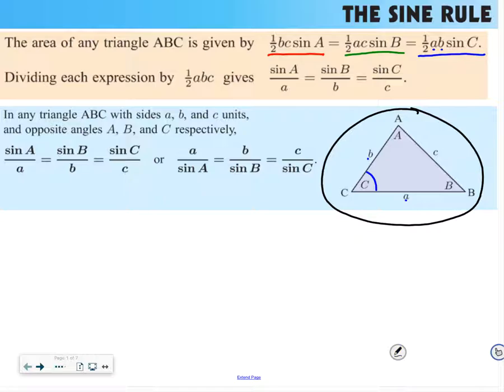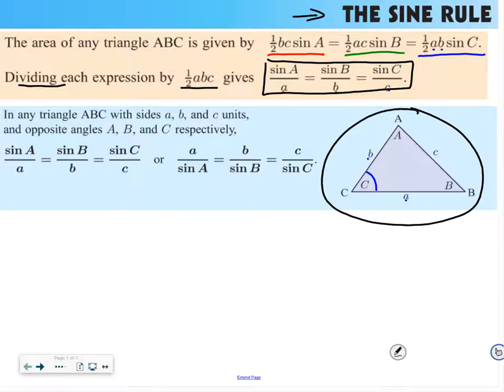Well, to simplify this, we divide each expression by 1/2 ABC. Notice on this first part, the 1/2 cancels out, the BC cancels out, and we're left with the A. On the second one, the 1/2 AC cancels out, and we're left with a B. And then the 1/2 AB cancels out, and we're left with the C. So what we end up deriving, in a simple proof here, is what we call the sine rule.